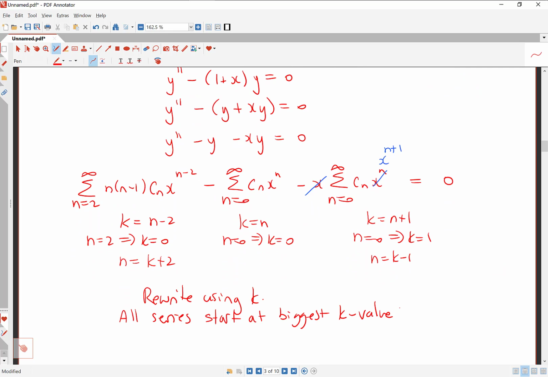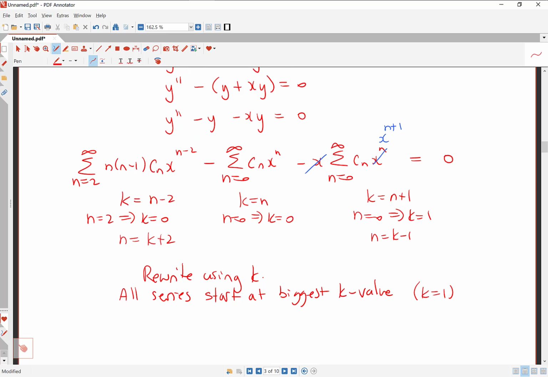So the plan of attack now is to rewrite all these series using k, and the rule is that all our series need to start at the biggest k value. So we need to look over the starting k values for all three series. It was k equals 0 for the first series, k equals 0 for the second series, but k equals 1 for the third series. So the biggest out of 0, 0, and 1 would be 1. So all our series need to start at the value k equals 1.